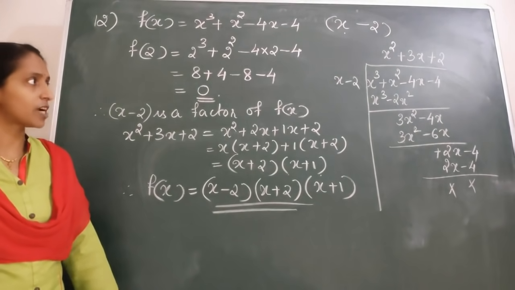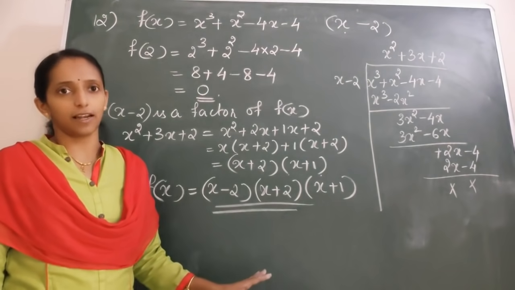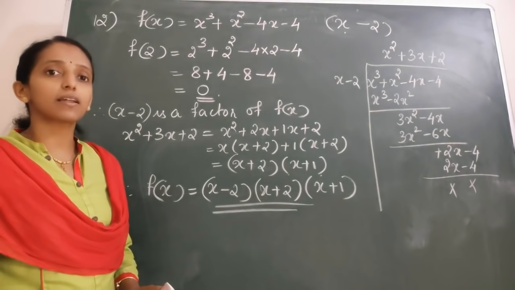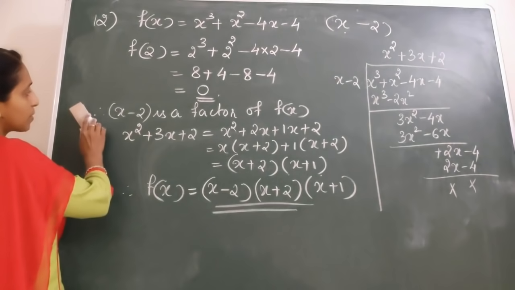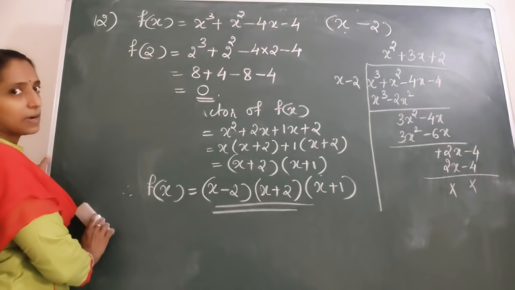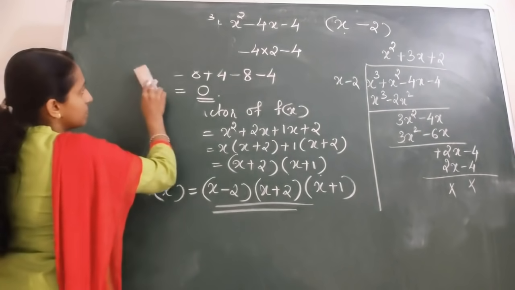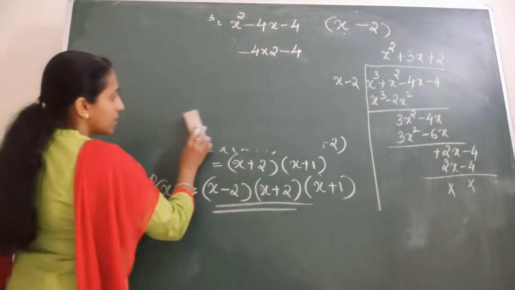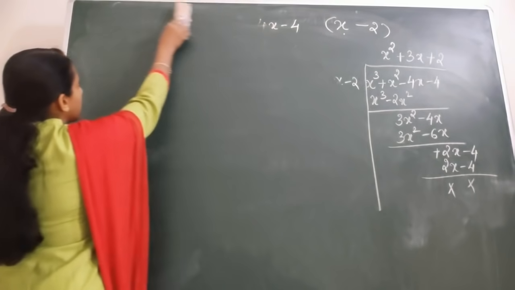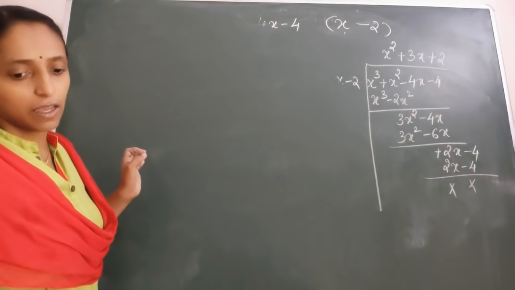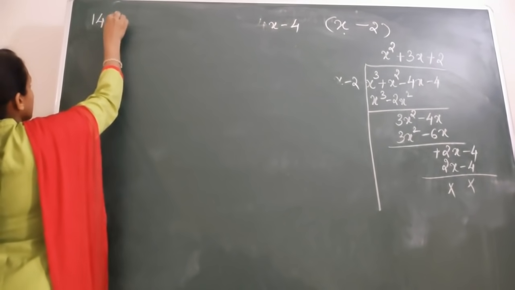Okay. Now one more concept: suppose no factors are given. Your question is to factorize completely, most probably using the remainder theorem. This is clear now? Factorize completely. So there also you will have a polynomial given, and your question is to factorize the polynomial completely. Again I am taking one question. Question number 14, first part.